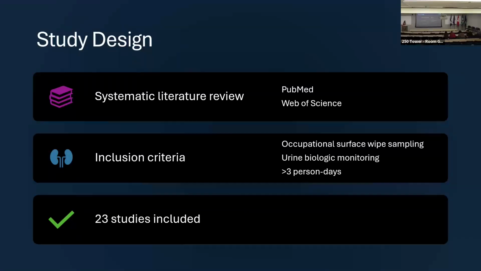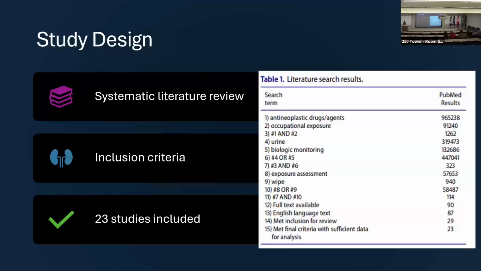At the end of this, 23 studies were included. So this is table 1 from the article, but it gives a little bit of a summary of their literature search results. As you see, using different search terms gives you different PubMed results. But at the end, they only had 23 articles that they included.